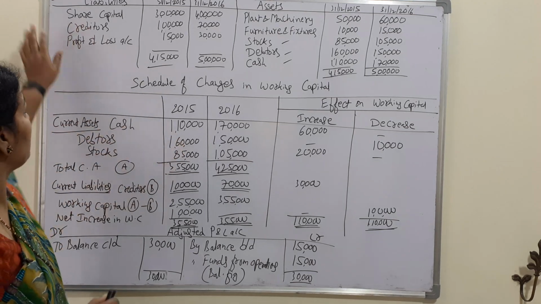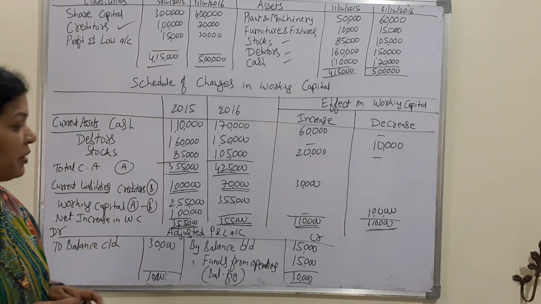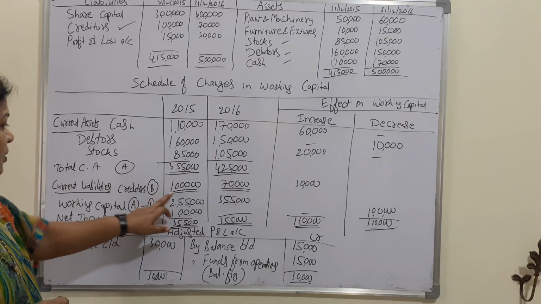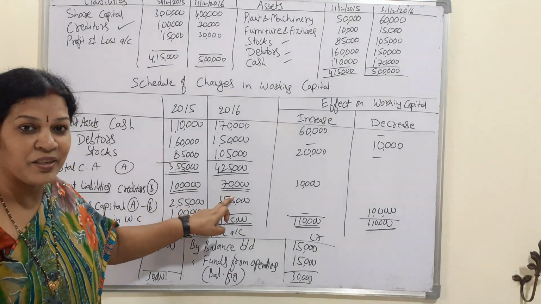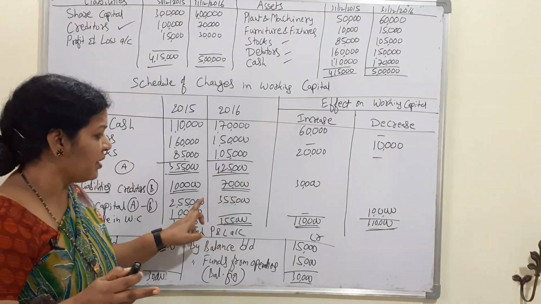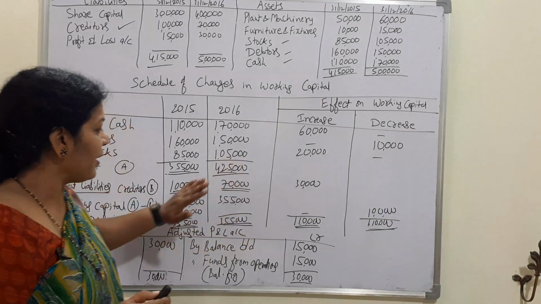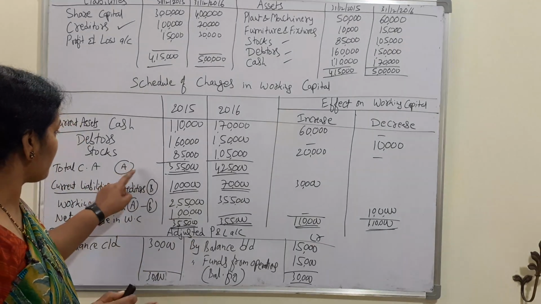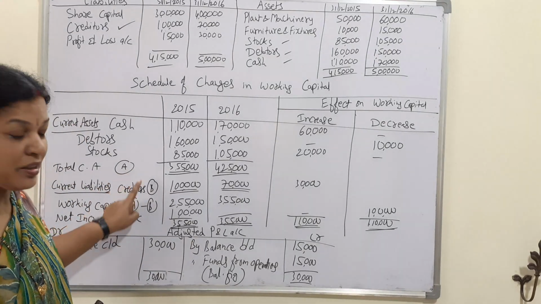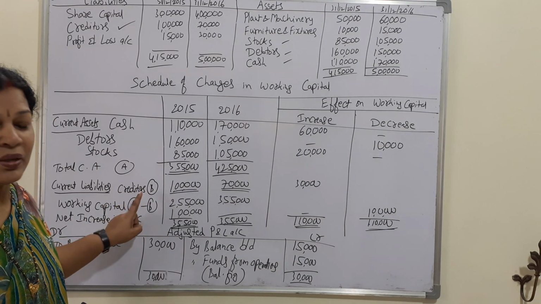Now coming to the current liabilities, we have only creditors as current liability. Creditors are 1,00,000 and 70,000. It's decreasing, and for liabilities we always write the opposite. Decreasing means we write 30,000 in the increase column. After that, what do we have to do? Working capital. Current assets are A, total current liabilities are B, and A minus B is always working capital.